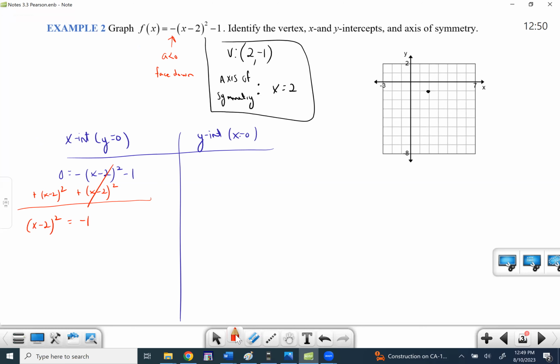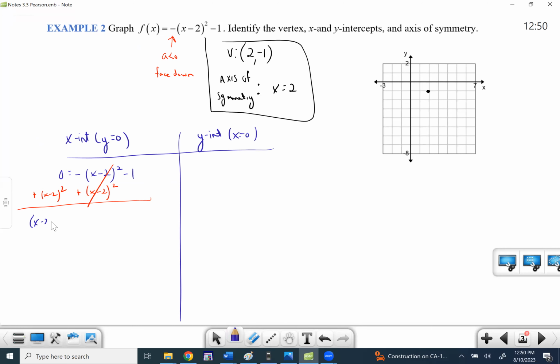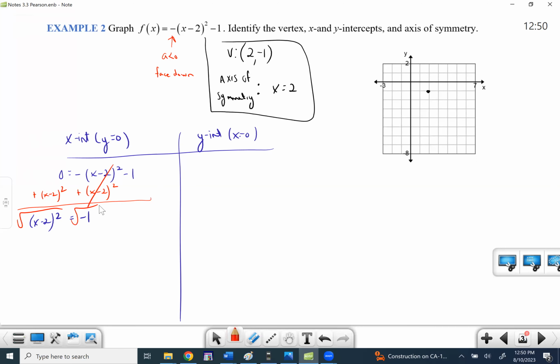All right. Then we'll go in here and we'll, you know what, I should have done that in blue, guys. Let me redo that. We'll go in here and we'll square root. And hopefully what you're noticing is that this would end up being imaginary, right? Square rooting negatives, imaginary. So what that's going to imply is that there are no x-intercepts.